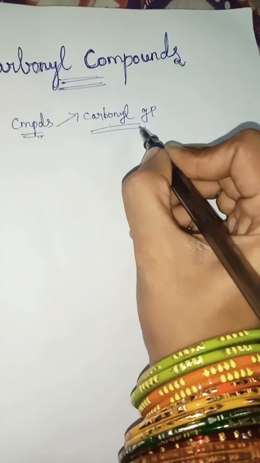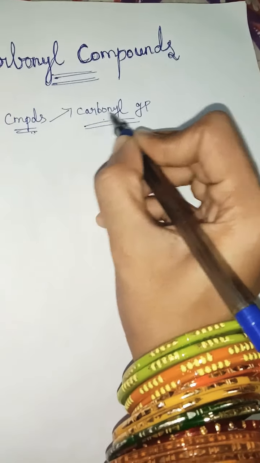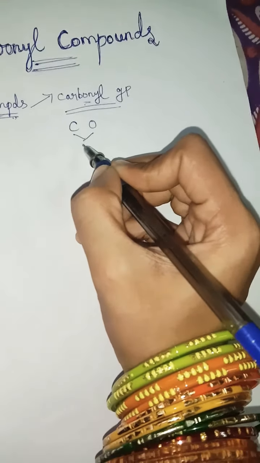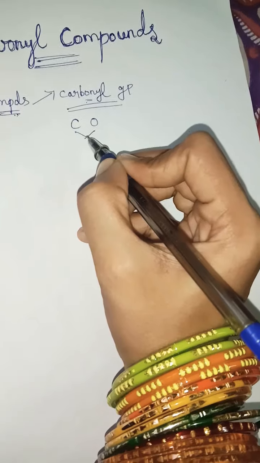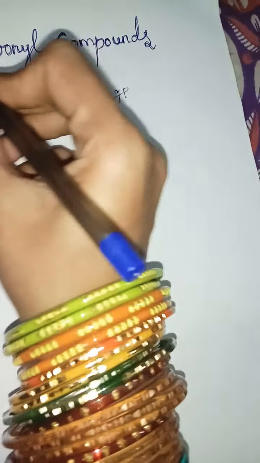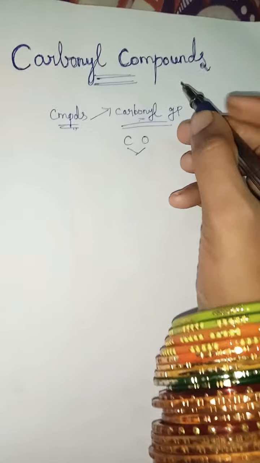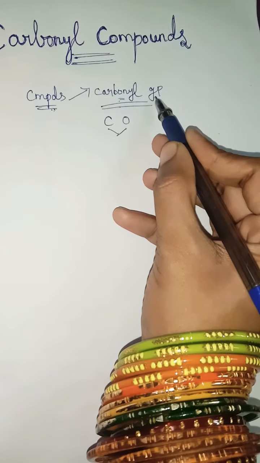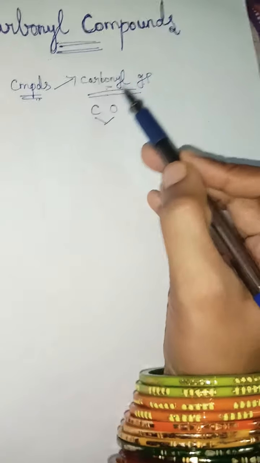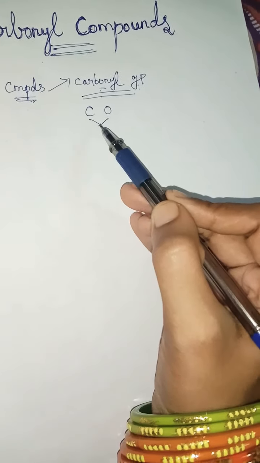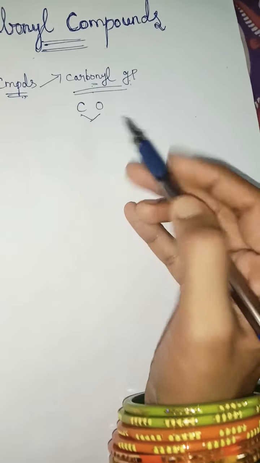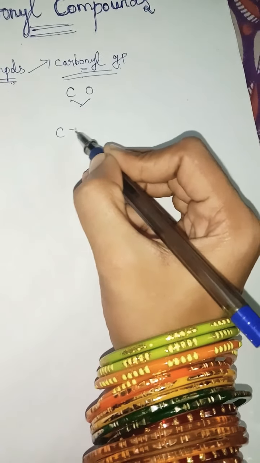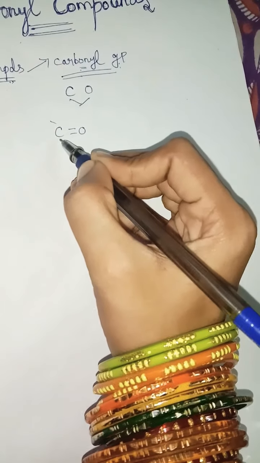Carbonyl group means the group that has carbon and oxygen. So these two have to be present, and that compound is known as a carbonyl compound. A compound which contains C double bond O, and here 2 bonds will come.